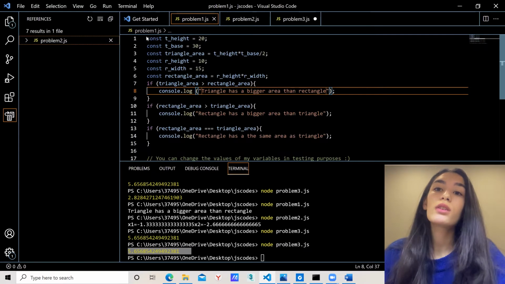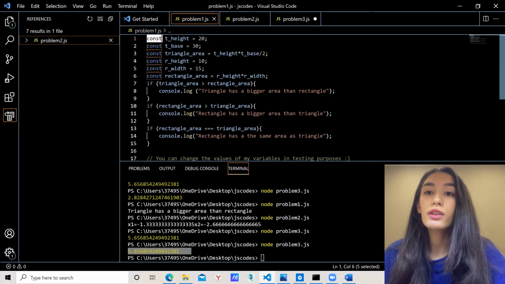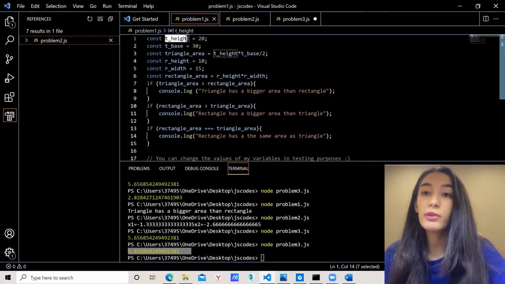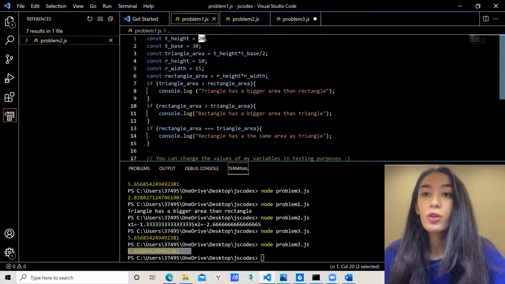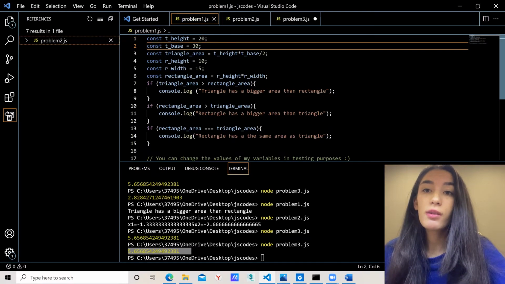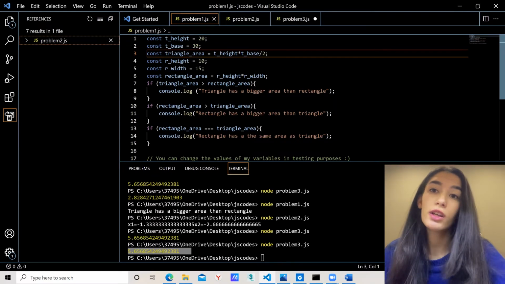So for that, let's start by using const in order to declare a constant named t height, which is triangle height. The constant named t height will be equal to 20. Its value will be 20. The same thing we are doing for the t base, which is triangle base. We are giving a constant value.